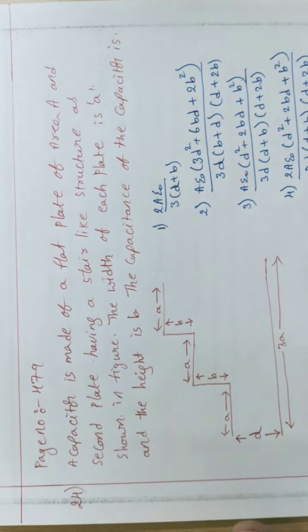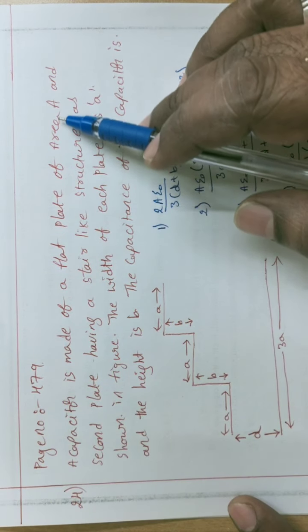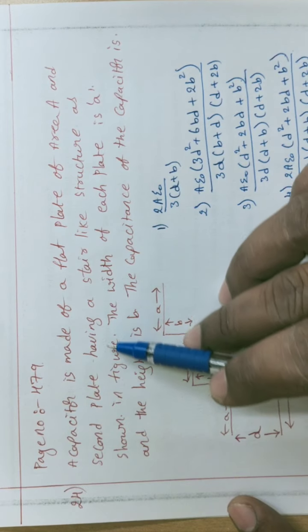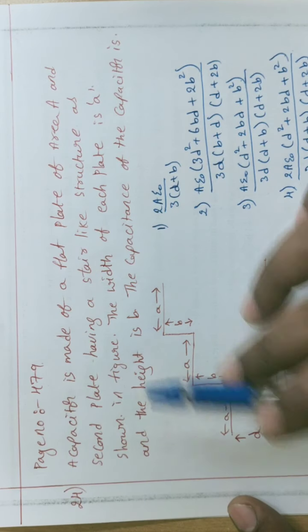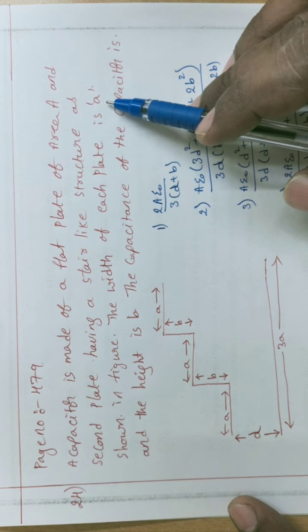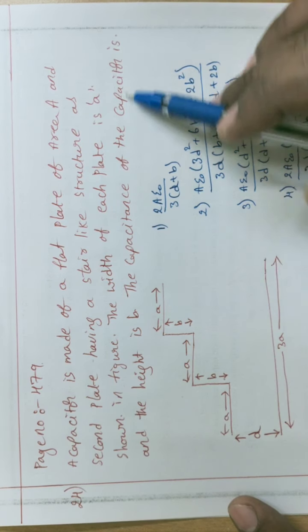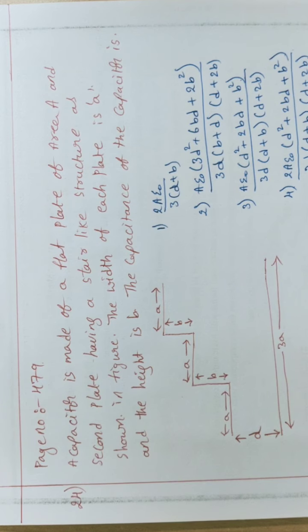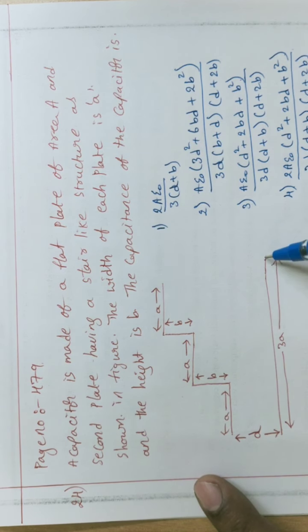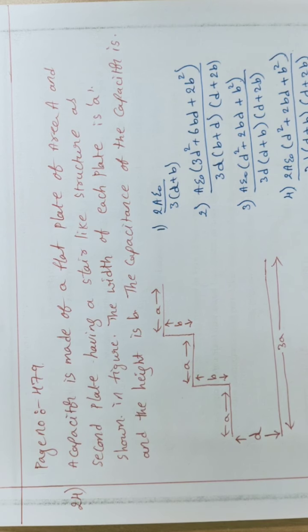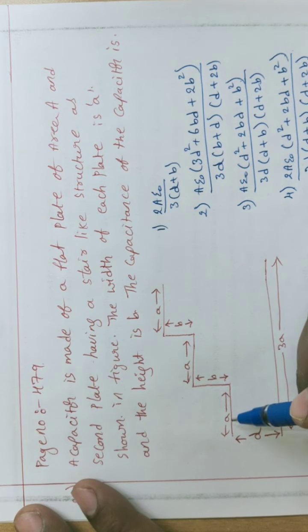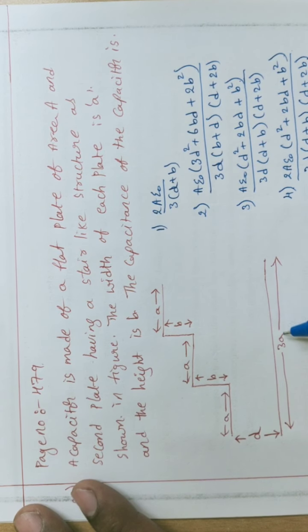The question is given here: a capacitor is made of a flat plate of area A and a second plate having a stair-like structure as shown in the figure. The width of each plate is A and the height is B. The capacitance of the capacitor is? See here, one flat plate is given. This is the first plate and this is the second plate. The first plate is flat, but the second plate has a staircase structure. Different values are also mentioned here: A, A, A, and 3A.